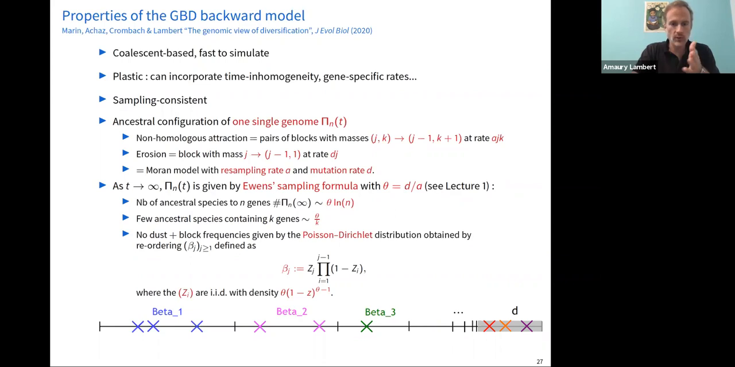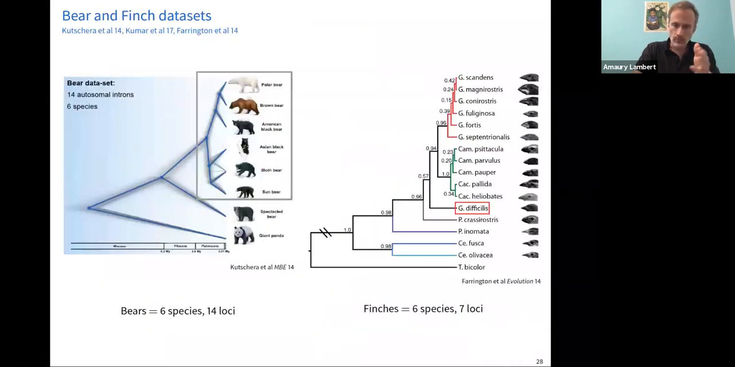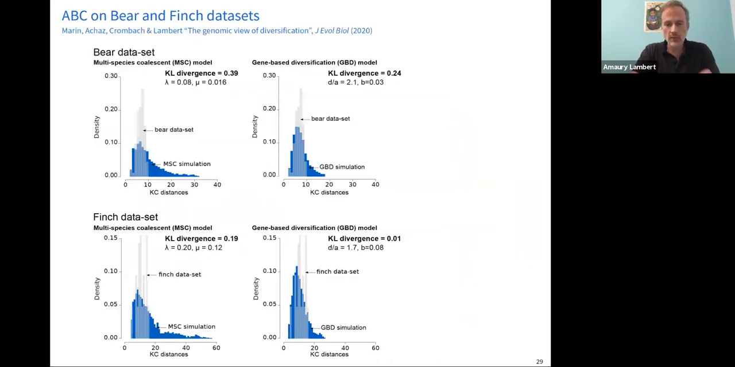Okay, so we can characterize the ancestral state at stationarity of this model, and we are currently working on trying to improve the method. I'm sorry, I don't have time to show you this, but we have an inference method that allows us to estimate the parameters of the model from, let's say, a bunch of gene trees, here just 14 on the right and 7 on the left. And the inference does good.